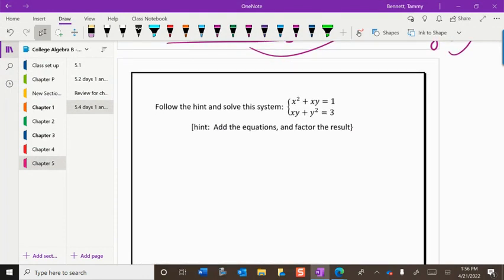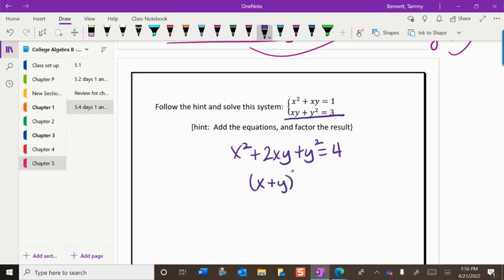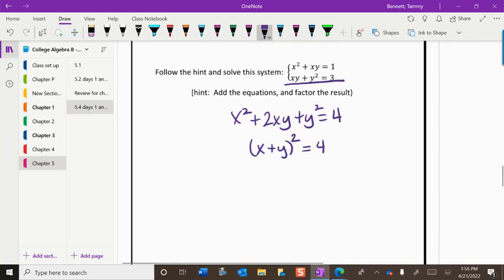All right, this one's kind of entertaining. Follow the hint and solve the system. So let's see here. Add the equations and factor the result. Okay, so let's add these and see what happens. I have an x squared. If I add the xy and xy, I'd get a 2xy plus a y squared equals 4. All right, so then we think, oh, I can factor that. So this factors to (x plus y) quantity squared is 4, which if I were to solve that, I could say x plus y equals plus or minus 2. So that means that x plus y can be 2, or x plus y can be negative 2.